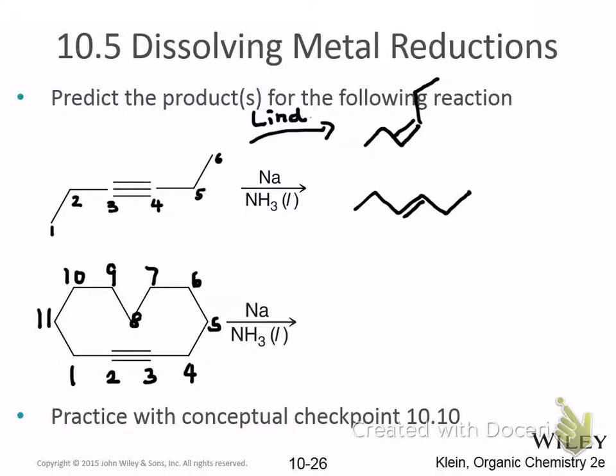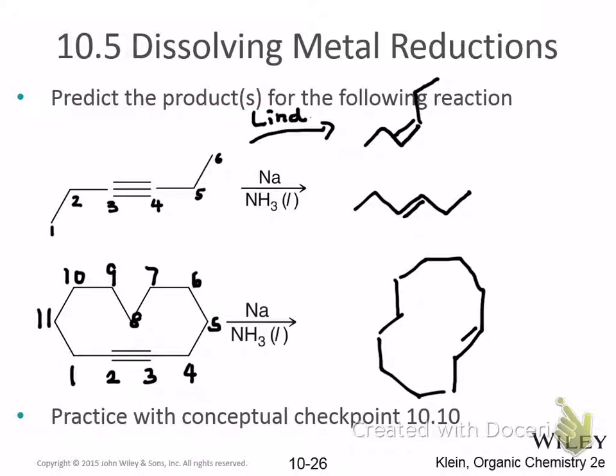So now I have to draw an 11-membered ring, and this is just always horrible. So 1, 2, 3, 4, 5, 6, 7. And what does the configuration have to be? 8. I'm going to make this up. 9, 10, 11. Yeah, that's pretty ugly.